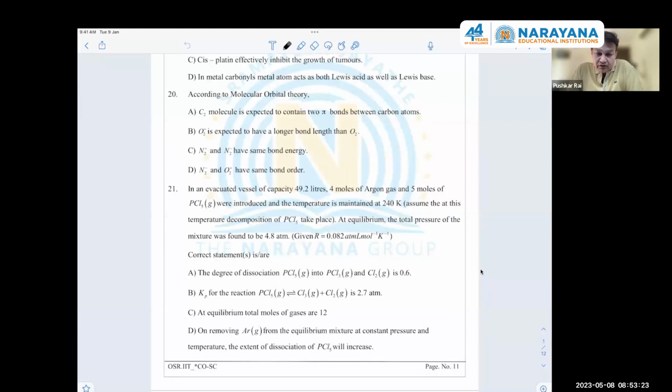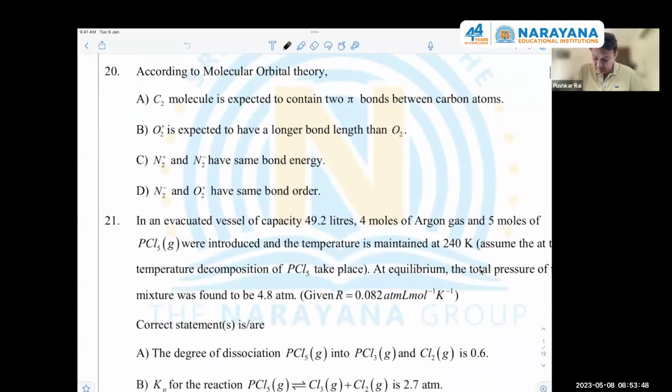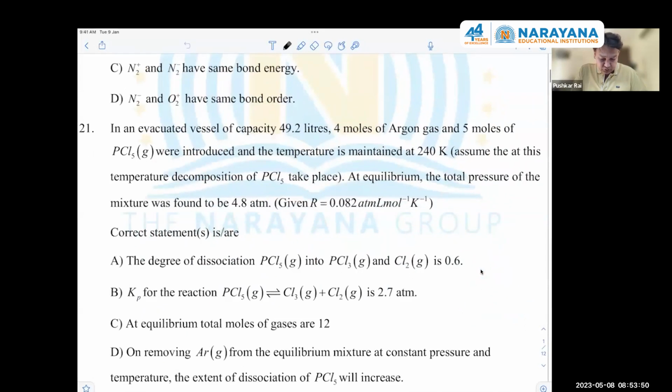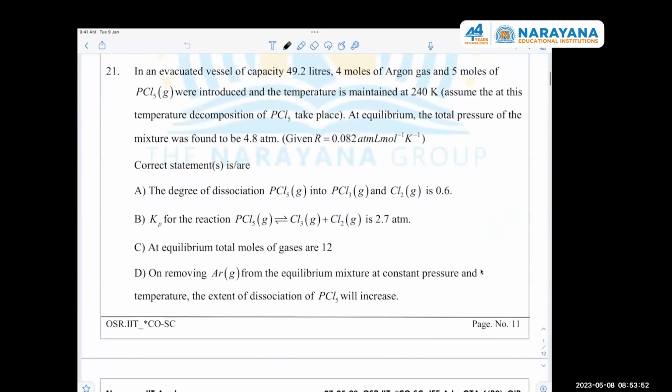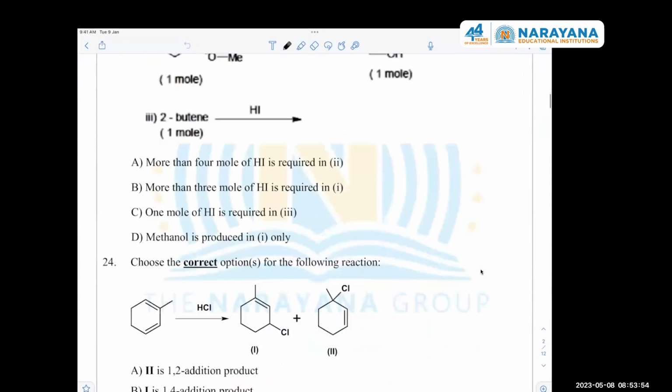The question will be very interesting if this is a constant pressure vessel. Then it could be very, very interesting. But I think it is given in option D: on removing argon from the equilibrium mixture at constant pressure and temperature, the extent of dissociation of PCl5 will increase. Does anyone want a discussion? I will discuss the theory of this and some interesting problems could be made. No discussion, okay? Option D, okay.